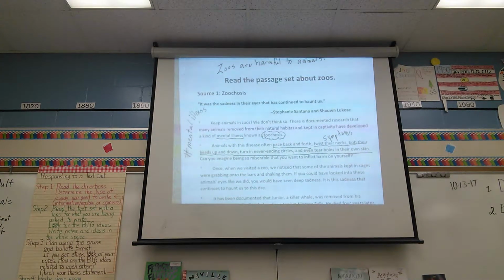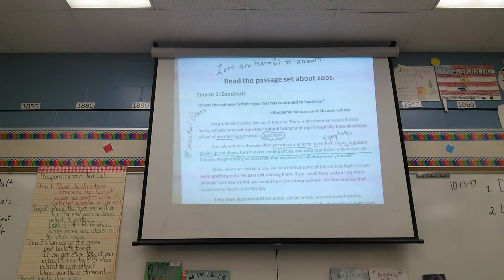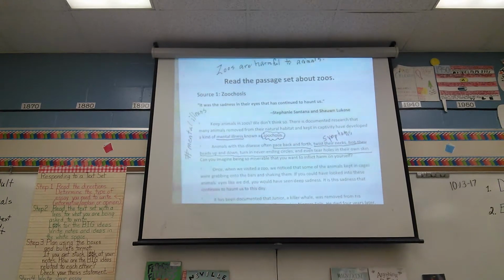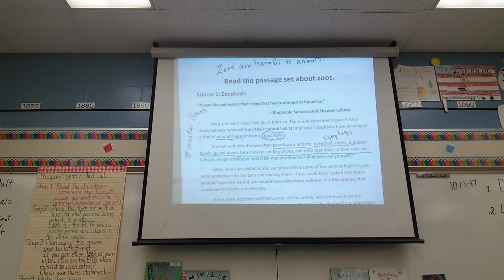Once, when we visited a zoo, we noticed that some of the animals kept in cages were grabbing onto the bars and shaking them. If you could have looked into these animals' eyes, I'm seeing some thumbs, like we did, you would have seen deep sadness. It is this sadness that continues to haunt me to this day. Sawyer, I think your thumb was up first. What did you notice?